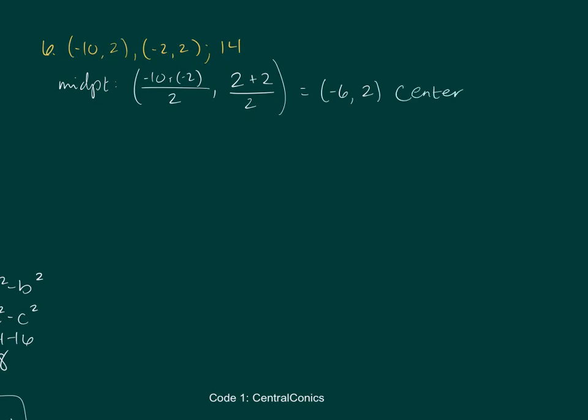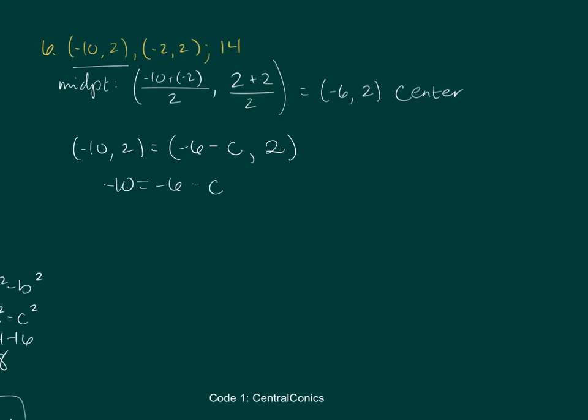Okay, next I'm going to find my c. So if you look at the points we're given, the change is in the x coordinate. So that tells me I'm looking at h plus c, h minus c. So I'm going to solve using the first point this time. So that means that I'm going to say that (-10, 2) has to be equal to (-6 - c, 2).